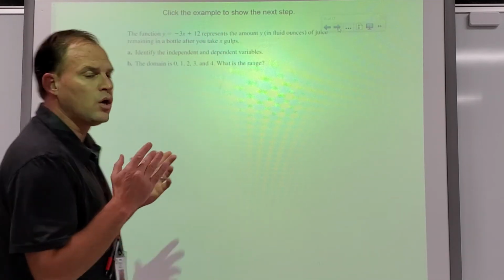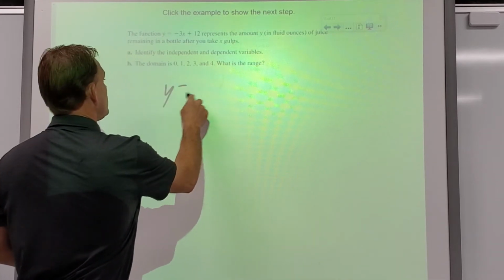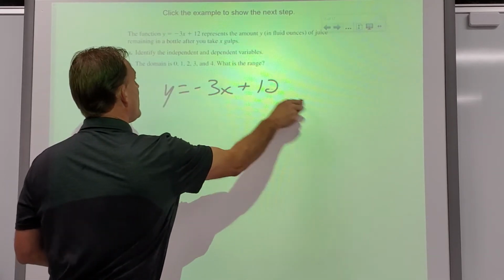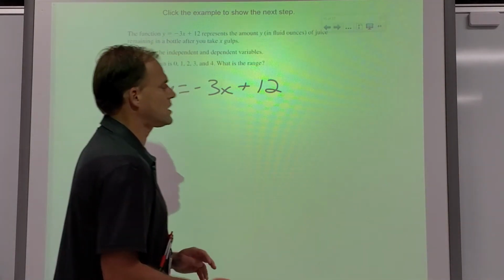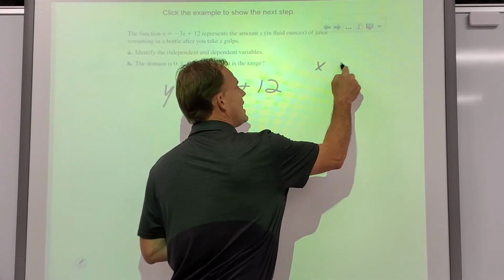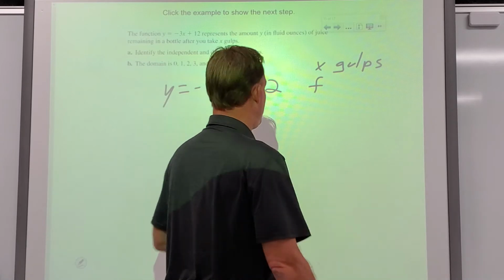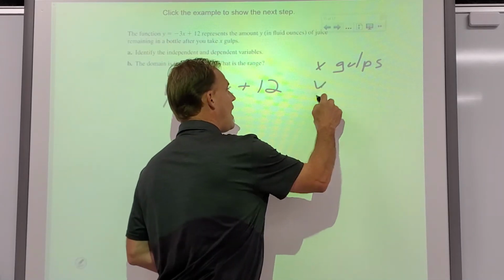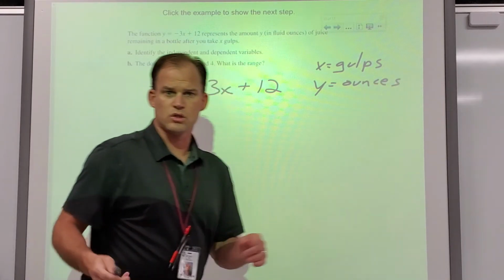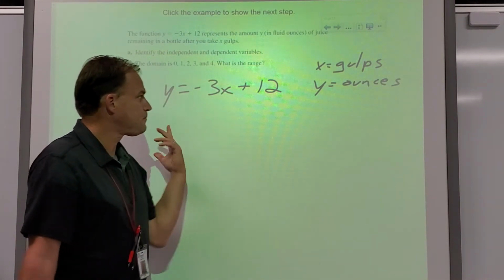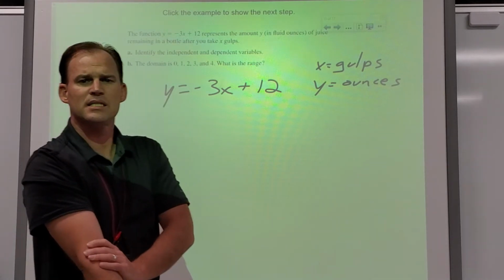All right, word problems. So it says the function, and I'll rewrite this, y equals negative 3x plus 12 represents the amount of fluid in ounces of juice remaining in a bottle if you take x gulps. So just to make a note, x is the number of gulps, y is ounces, just so we know what we're talking about. Identify the independent and dependent variables.